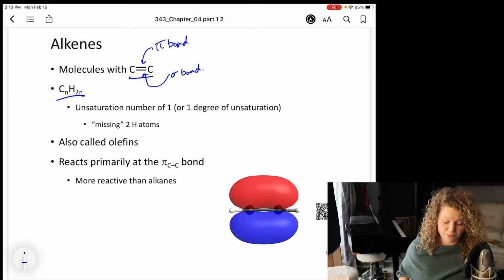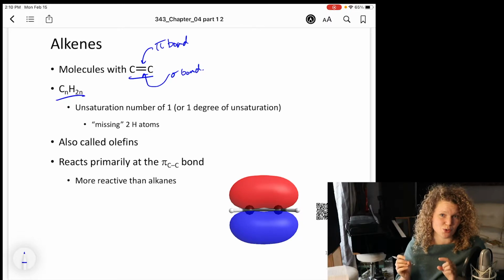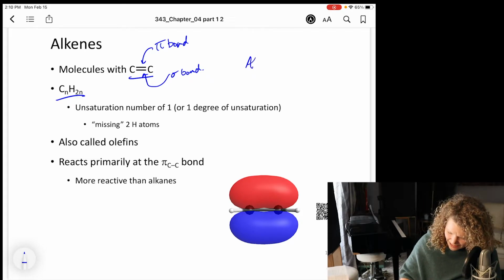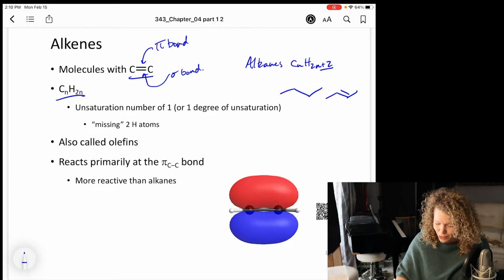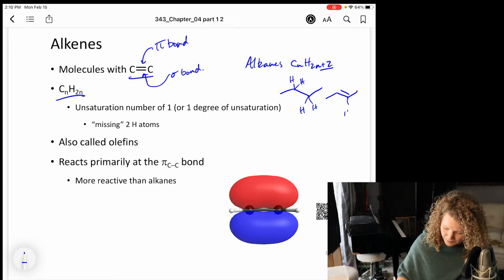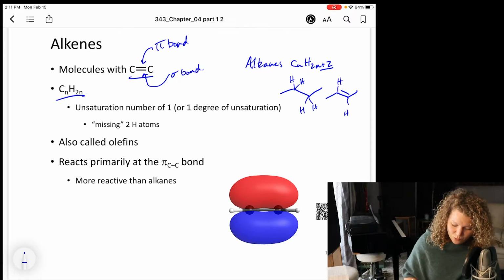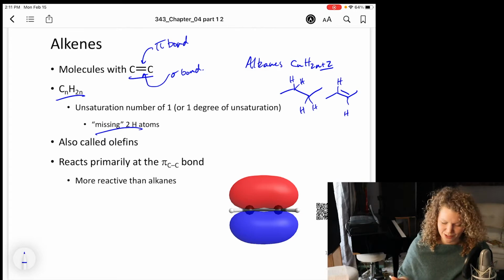The molecular formula is CnH2n. Remember, for alkanes, this was CnH2n+2. And this makes sense because if I compare butane versus butene, I've essentially just lost one of the protons on each of these carbons. So we're simply missing two hydrogens here.